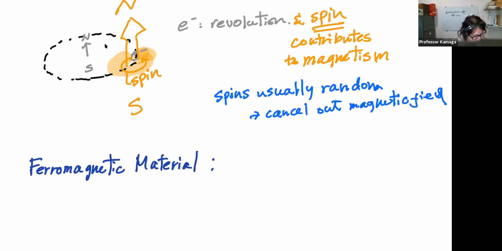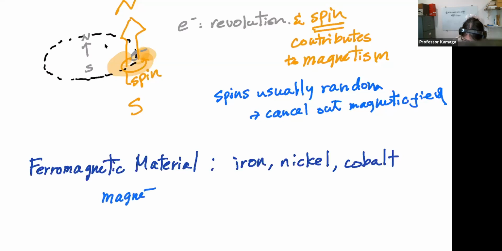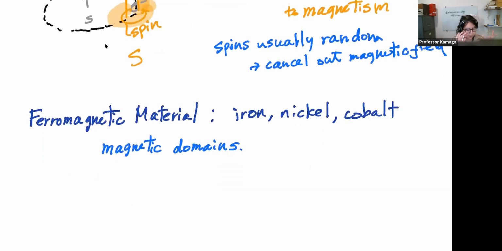You gotta memorize this: iron, nickel, cobalt. These are the ferromagnetic materials that have magnetic domains. So what does it mean? Typically these electron spins come in random directions and they all cancel out.